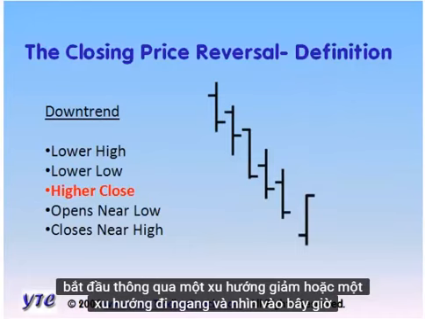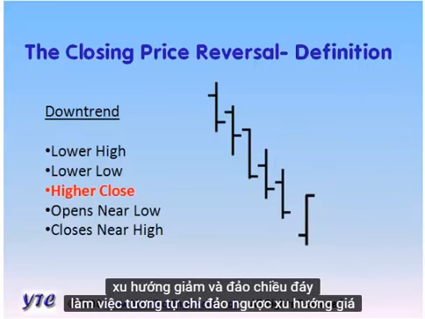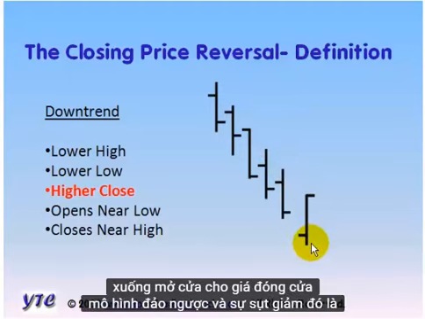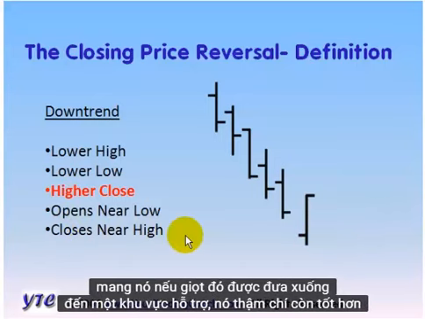And looking now at the downtrend and bottom reversal, they work the same, just reversed. Price trends down to the closing price reversal pattern. And if that drop has brought it down to an area of support, it's even better.